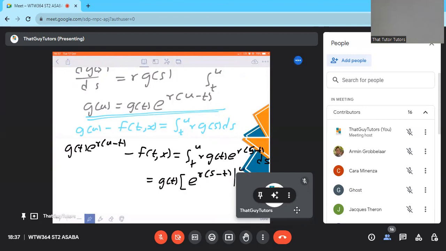And then the last two parts, kind of like the first part, the terminal point is going to cancel the other terminal point. So what you would end up having is f of t of x is equal to g of t e^{r(t−t)}. So t minus t is just going to be e to the power 0. So this would just be f of t is equal to g of t. Are there any questions on how this came to be?